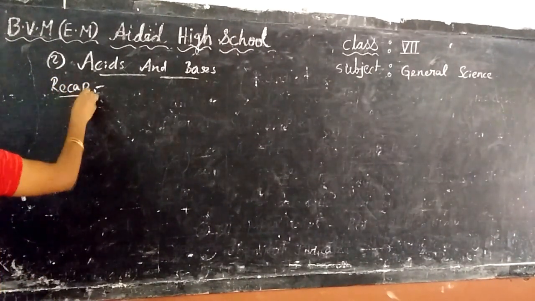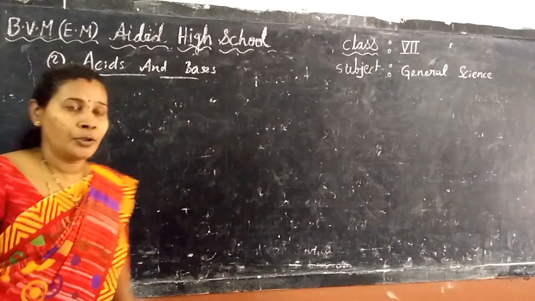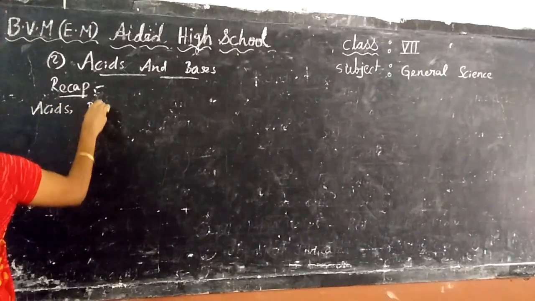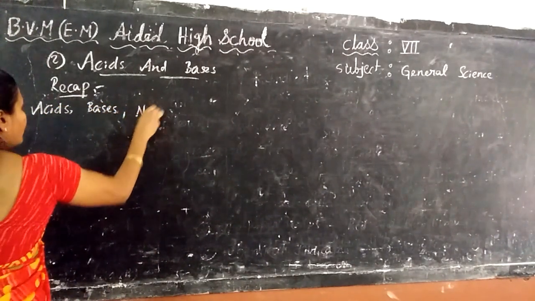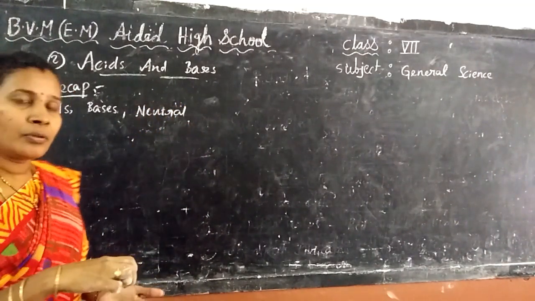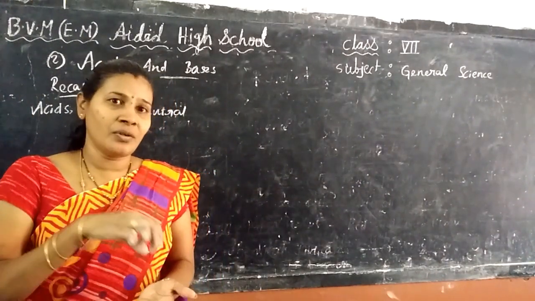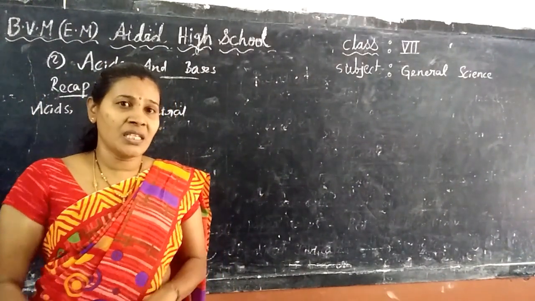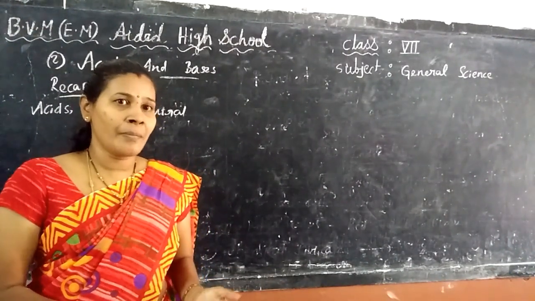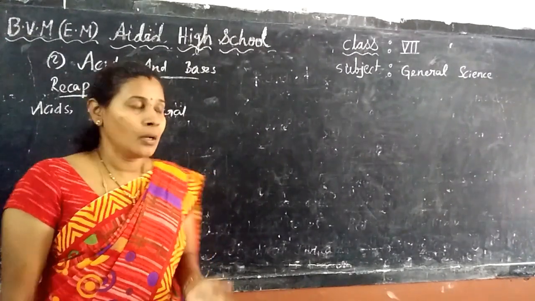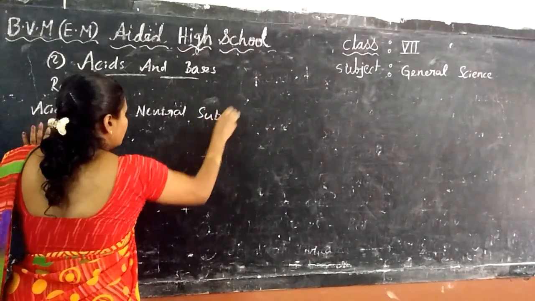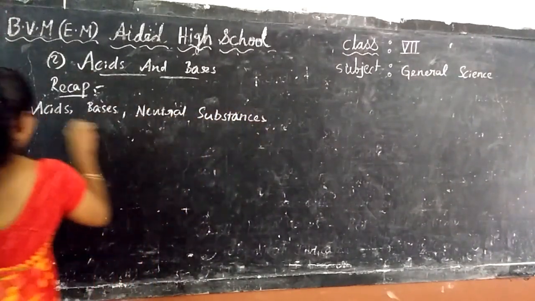So, what are all the acids, bases and neutral substances? Now, we have discussed by using testing. Already we have done litmus papers. Whenever you touch the substances to the litmus paper, they change either blue litmus to red litmus or red litmus to blue litmus. Some do not change. Based on that, we are dividing them as acids, bases and neutral substances.